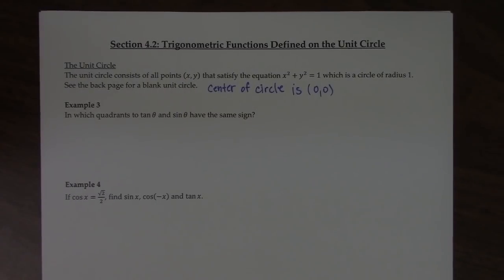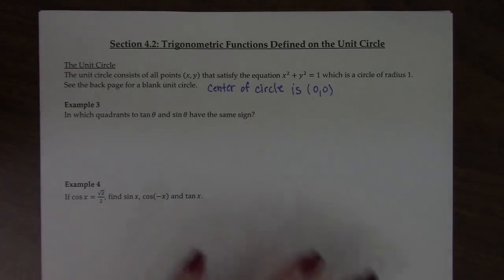Section 4.2 is trigonometric functions defined on the unit circle. So the unit circle consists of all points x, y that satisfy the equation x squared plus y squared equals 1, which is a circle of radius 1. And it says see the back page for the unit circle. So in your packet, just before the answers to the practice on your own problems is a blank unit circle. So the center of our circle is at 0, 0.